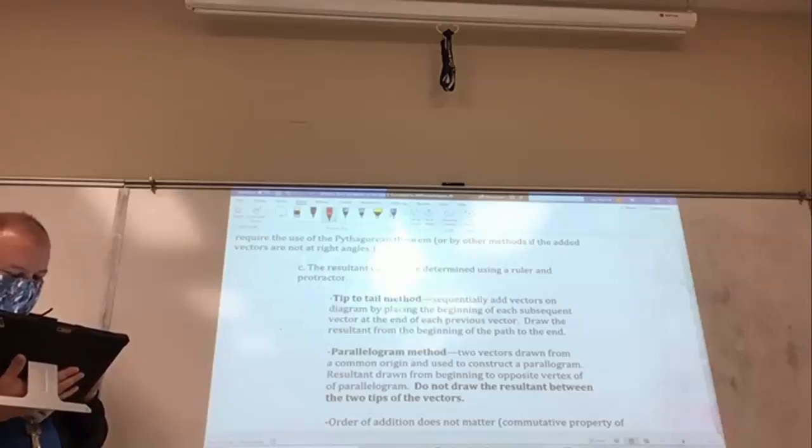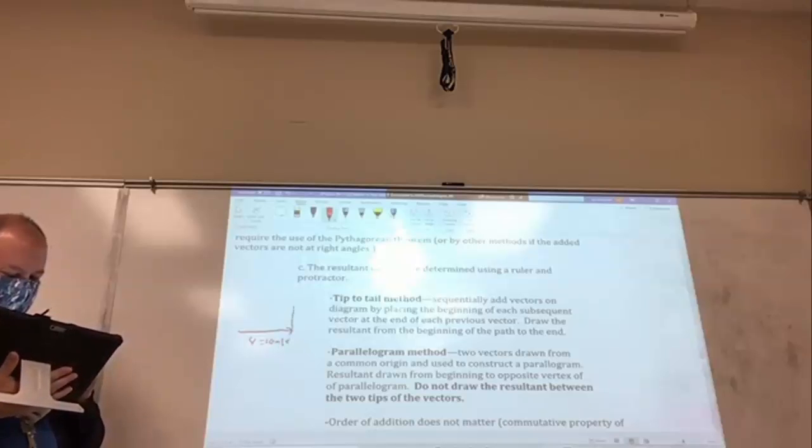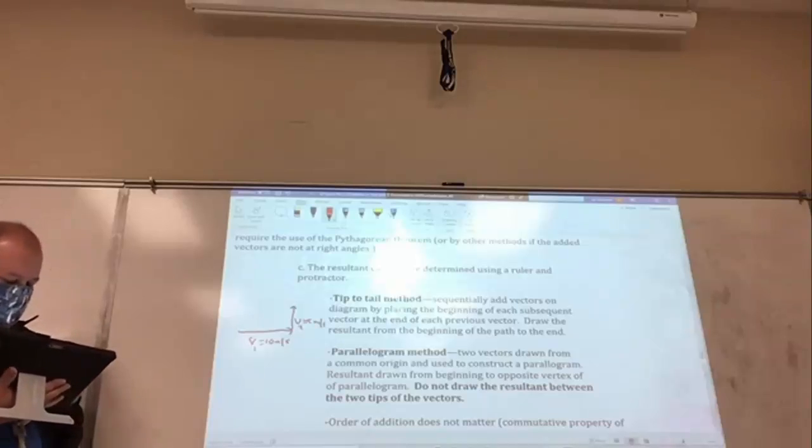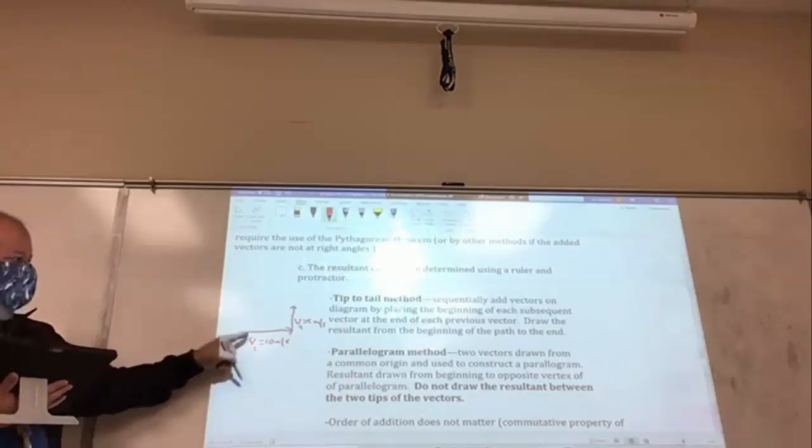So if I have a vector in this direction, and let's say it's a velocity of 10 meters per second, and then I have a vector, a wind vector in this direction, let's say its velocity is 5 meters per second, so that's velocity 1, that's velocity 2, and that's 5 meters per second. Then this is the tip-to-tail method of drawing the vector diagram.